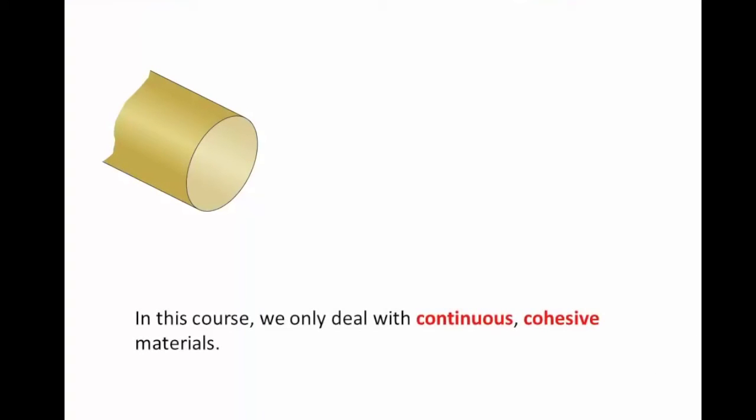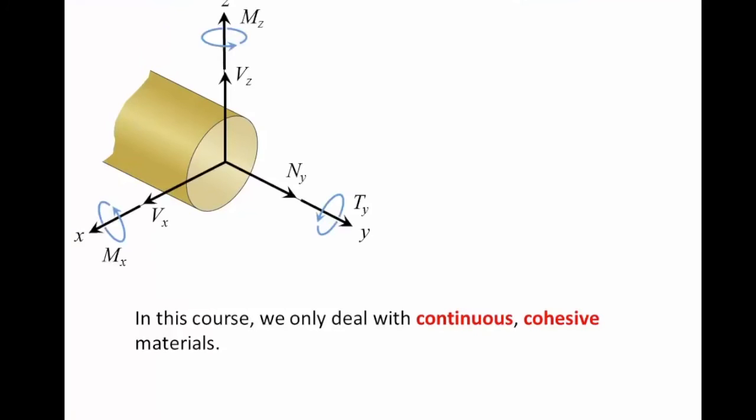Let's look at the cross-section of a solid shaft. By the way, in this course, we limit our discussion to continuous, cohesive materials only. This means that the material properties are uniformly distributed within the member, and there is no void, disconnection, or breakage in the material. From the statics course, we learned that there can be a maximum of 6 independent internal reaction components, 3 internal forces, and 3 couple moments.